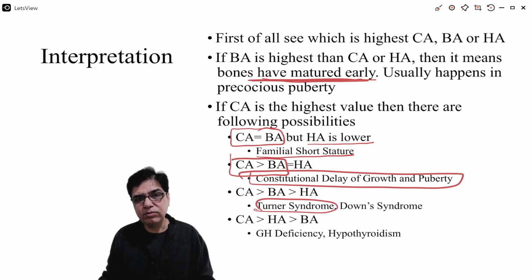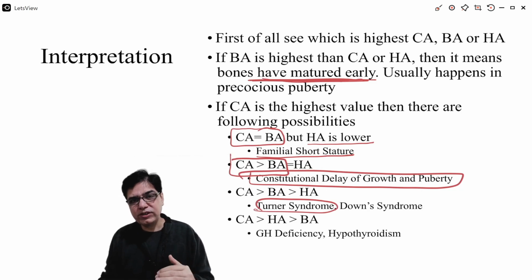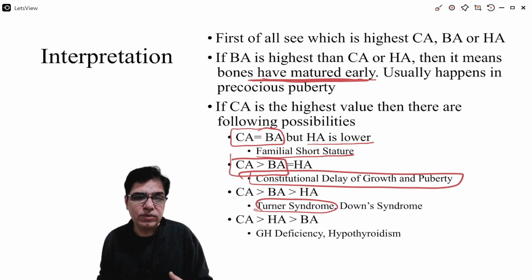So one X chromosome is missing. This is 45 XO in Turner syndrome. That's why they've got short stature. Similarly, children with Down syndrome have short stature.